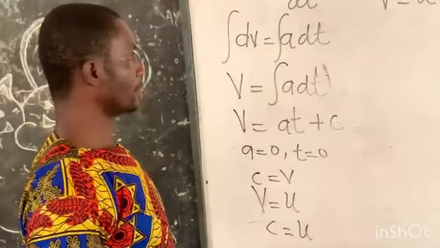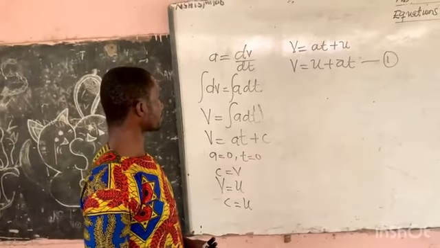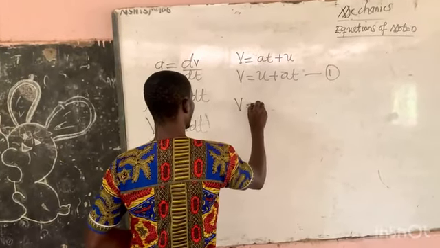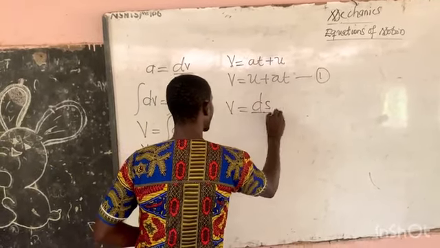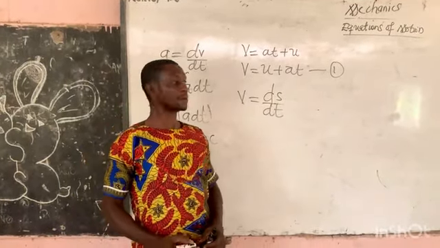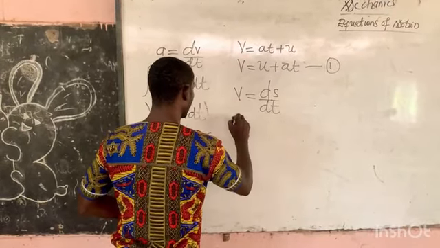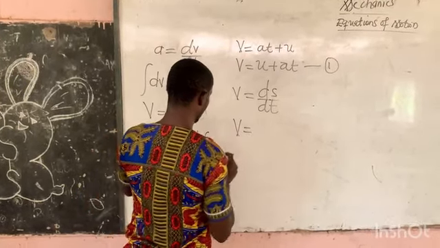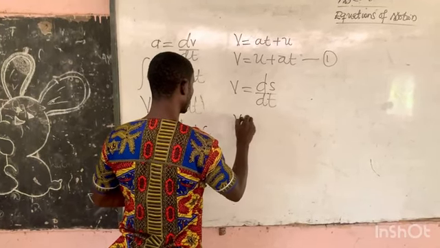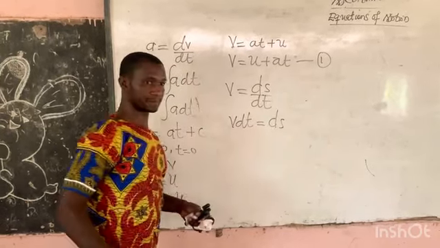Now, another thing to also consider is that velocity is the change in displacement with respect to time. v is equal to ds/dt. Multiplying by dt, we get v dt is equal to ds.